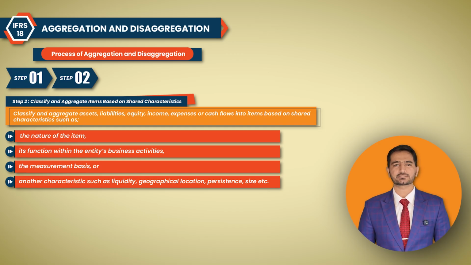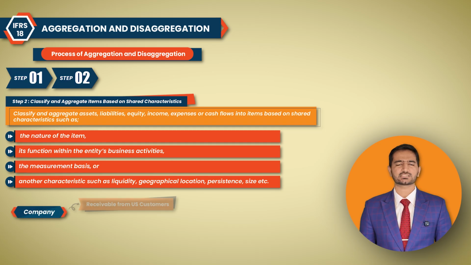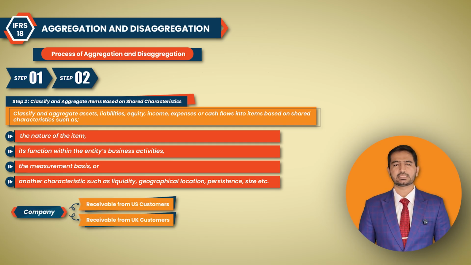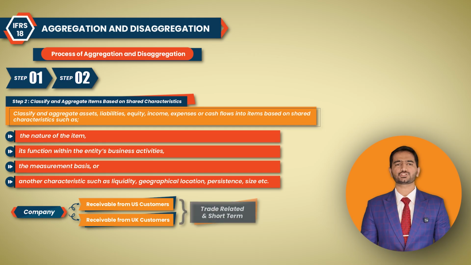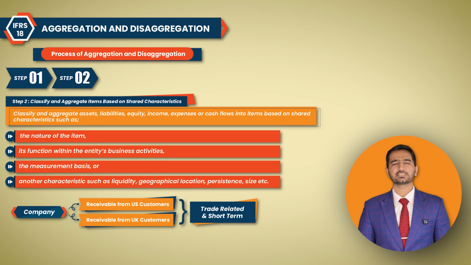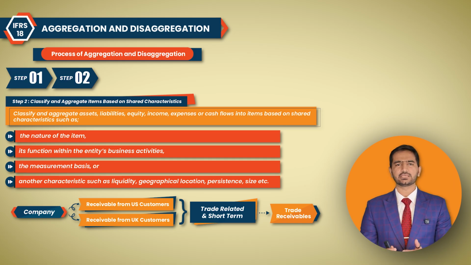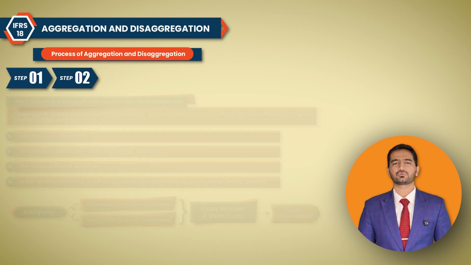Let's take a practical example. Suppose your company has receivables from US customers and UK customers. They are both trade related and short term. These receivables are from sales, so they share the characteristics of being trade receivables, and you can aggregate them under the line item trade receivables. Make sense? You group what looks similar and behaves similarly. Alright, moving on to step 3.